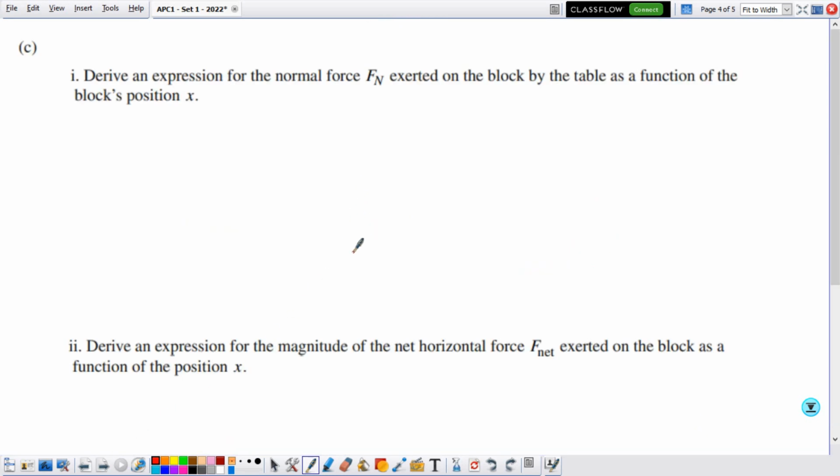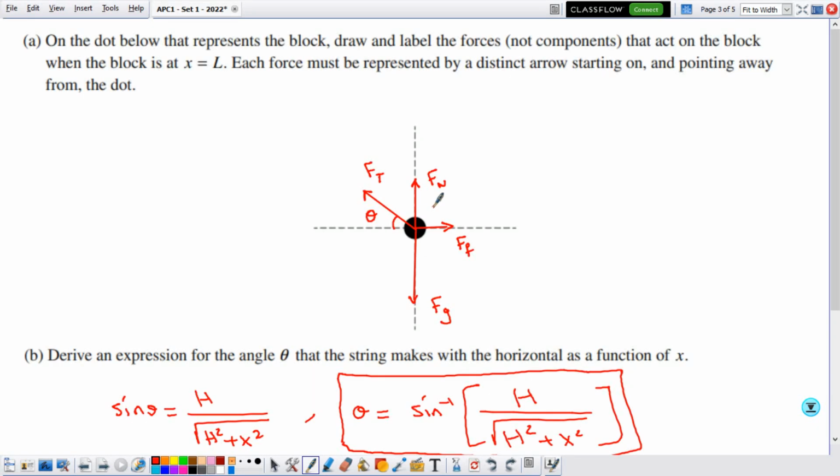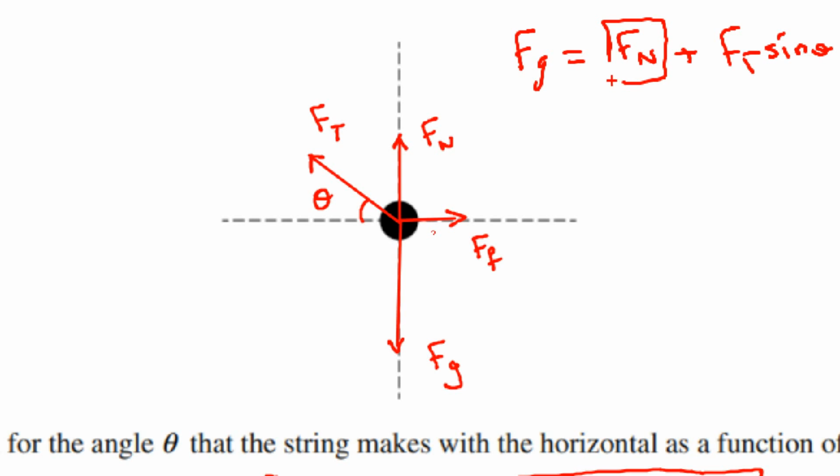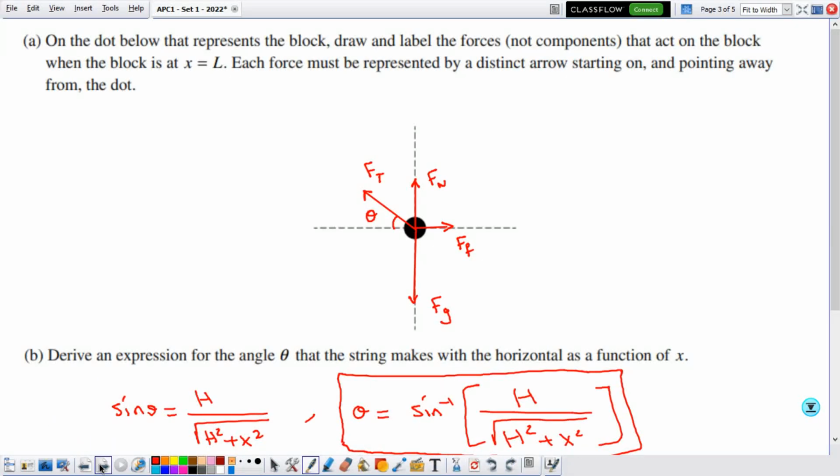Derive an expression for the normal force exerted on the block by the table as a function of the block's position x. So here in this case, we need to determine the normal push. Then we can say that the forces are balanced along the vertical. So the pull of gravity would be balanced by the normal push plus the vertical component of the tension, which is given by Ft sine theta. And in this case, the normal push can be isolated in order to find it in terms of the other forces.